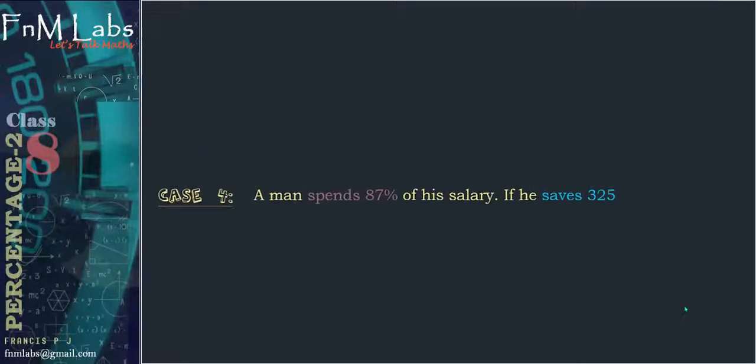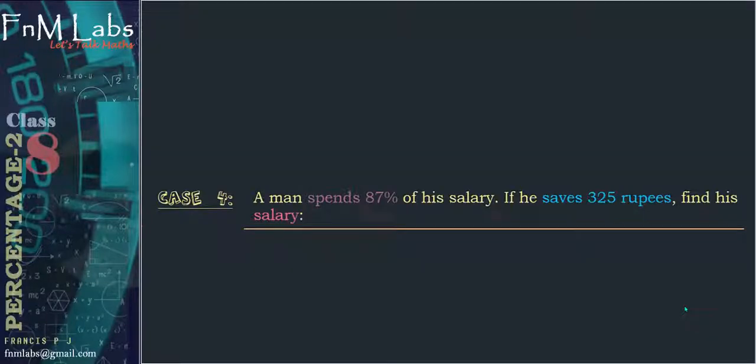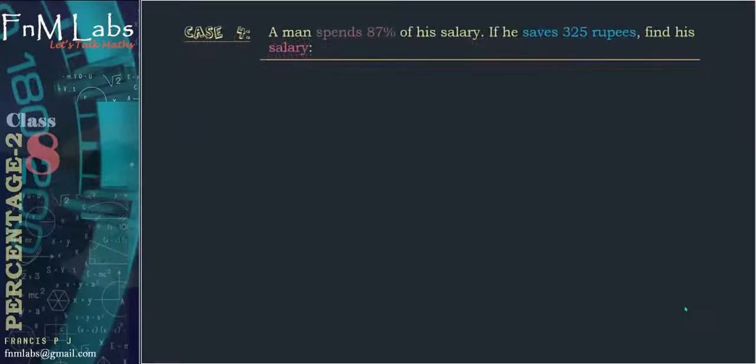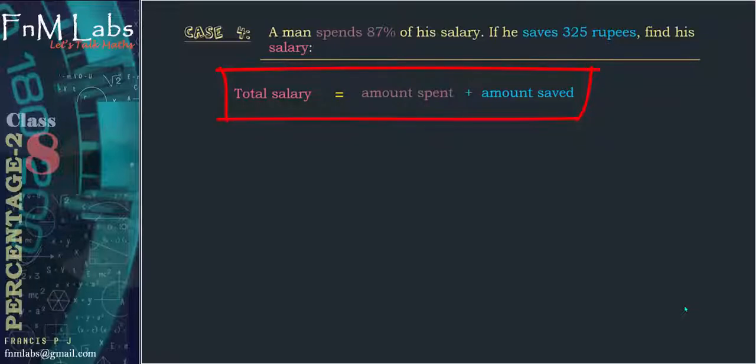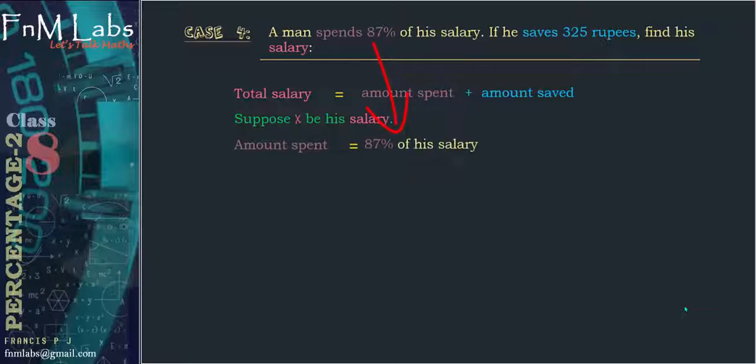Coming to the next case, a man spends 87% of his salary. If he saves 325 rupees, find his salary. Here the question is, we need to find salary, and there are two actions happening. He saves some amount and spends some other amount, and we know the total salary of a person is amount spent plus amount saved. And here we assume his salary as some variable, say x. It is given that amount spent is 87% of his salary, so that is equal to 87 by 100 times x, as x is assumed to be the salary. It is also given that amount saved is 325.